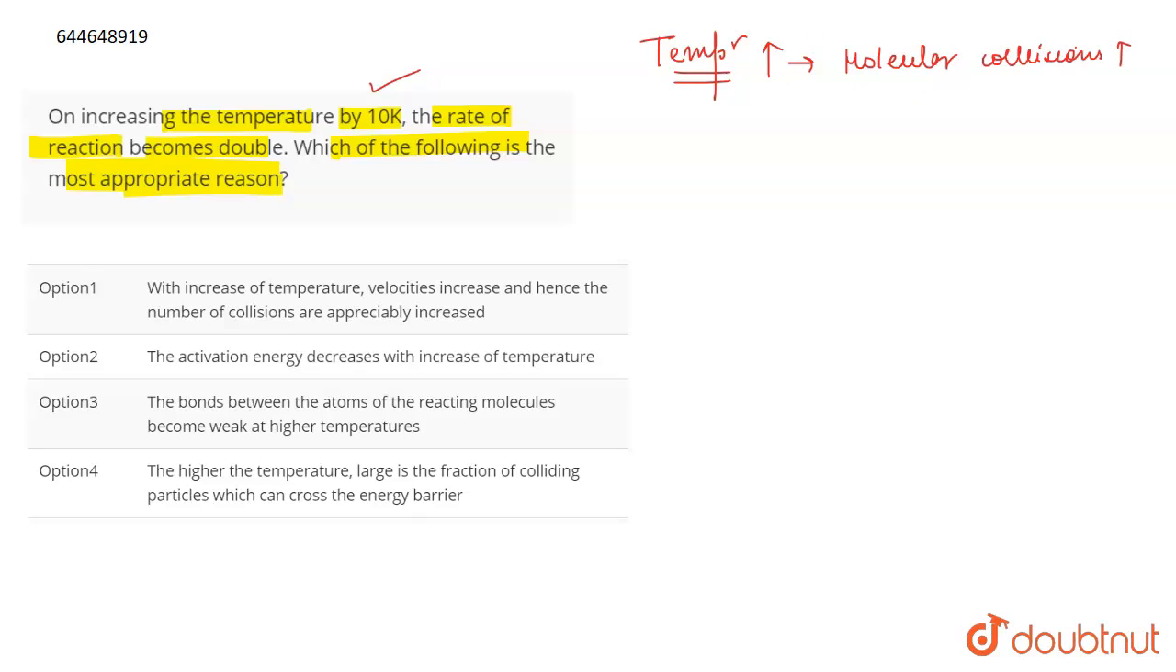Now, the more the collisions between these molecules, the more particles colliding with each other. What is going to happen? They are going to cross the activation energy barrier easily and lead to the formation of the products. It means that the rate of the reaction is also going to increase, because the more easily they are able to cross the barrier, the more easily the products are formed, and it means that the rate of the reaction has increased.